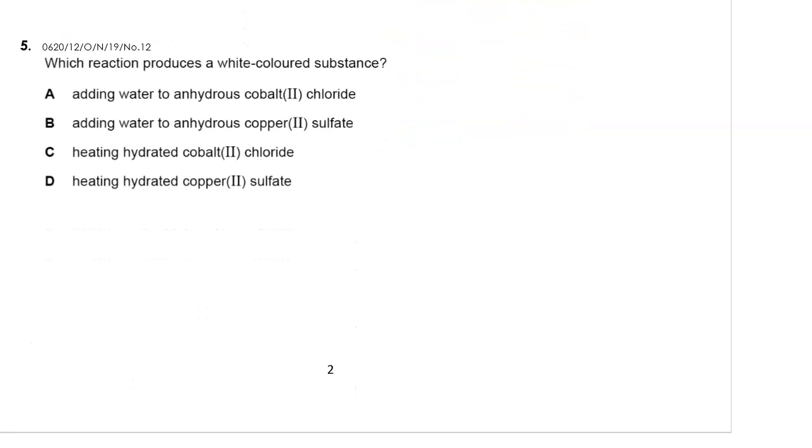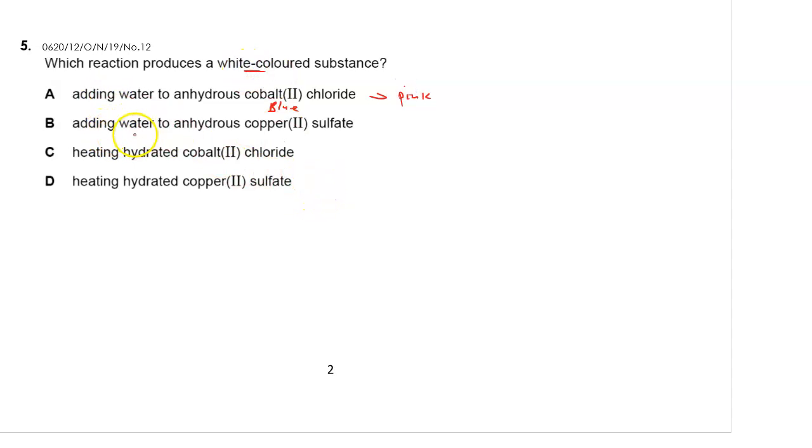Number 5. Which reaction produces a white colored substance? Adding water to anhydrous cobalt 2 chloride. Anhydrous cobalt 2 chloride is blue. When you add water to it, you get pink hydrated cobalt 2 chloride. So that does not produce a white substance. It is blue and will change to pink. So that is not a white colored substance.